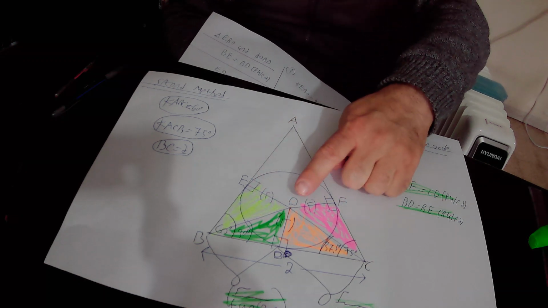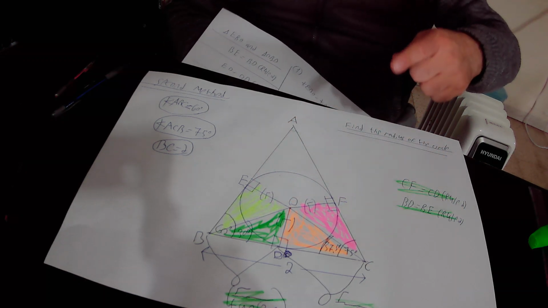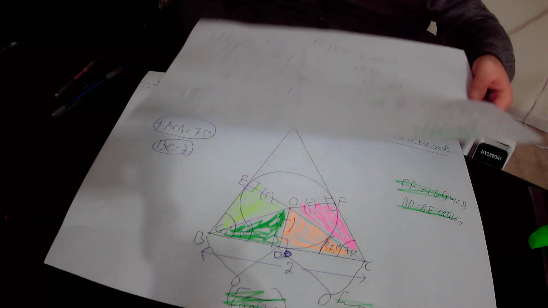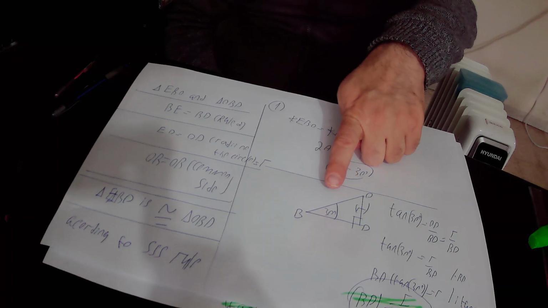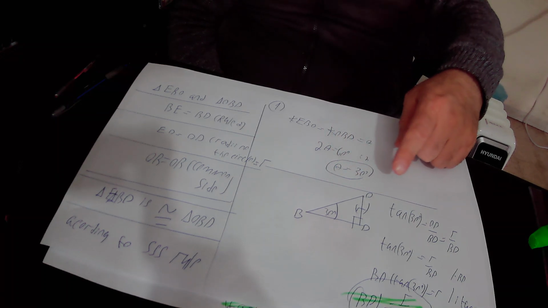Then I copied the green right triangle OBD onto a new page and we analyze this green right triangle OBD. This is the green right triangle OBD that I copied from the original drawing. This is angle theta, which is equal to 30 degrees in its size.